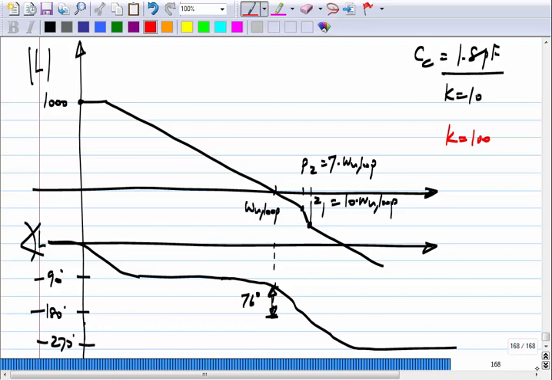What happens? Yeah, it will come down. So the magnitude plot will come down. Okay.